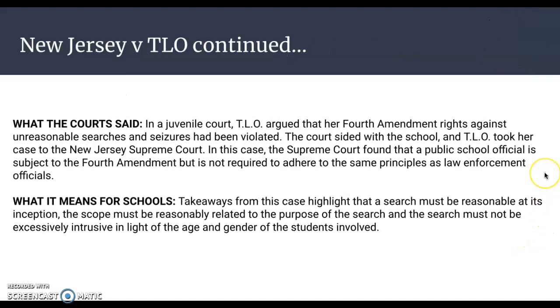So what did the court say in the case of New Jersey versus TLO? In a juvenile court, TLO argued that her Fourth Amendment rights against unreasonable searches and seizures had been violated. However, the court sided with the school, and TLO then took her case to the New Jersey Supreme Court. In this case, the Supreme Court found that a public school official is subject to the Fourth Amendment, but is not required to adhere to the same principles as law enforcement officials.